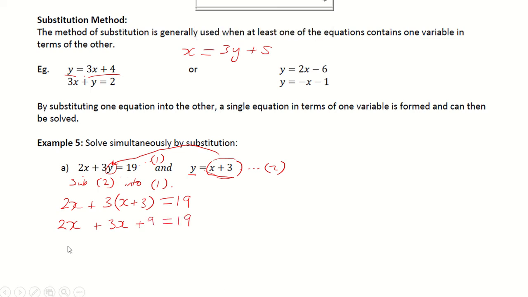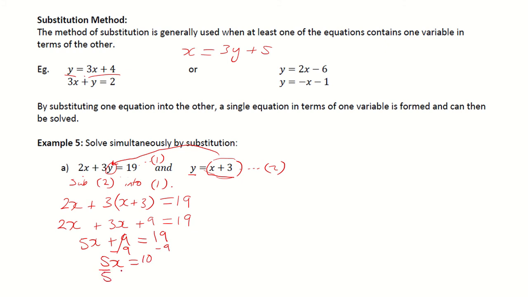Now, I can collect like terms. I can add 2x and 3x together, becomes 5x, plus 9 equals 19. And now I'm going to subtract 9 from both sides to get x by itself. So I've got 5x equals 10. And finally, I'm going to divide both sides by 5, because I've got 5 times x. And I'll be left with x is equal to 2. So I've found one of my solutions. I found x equals 2.